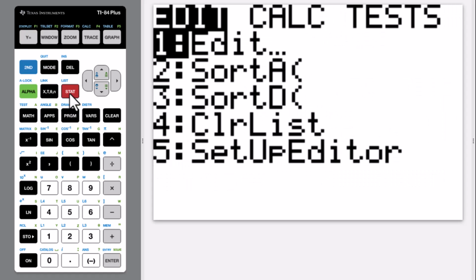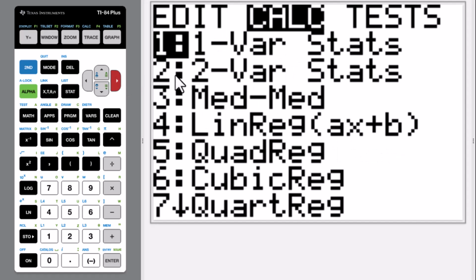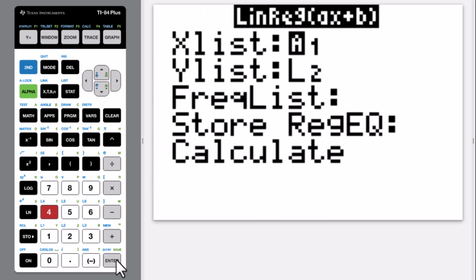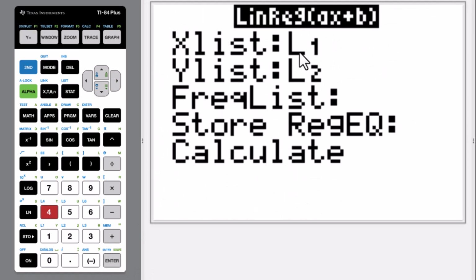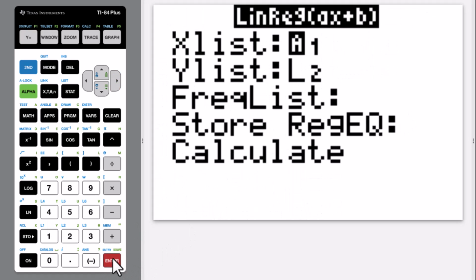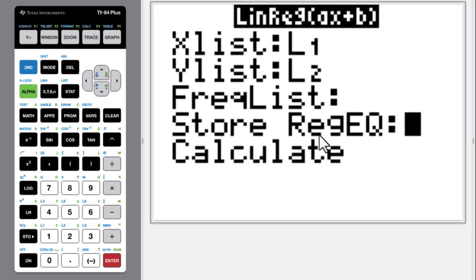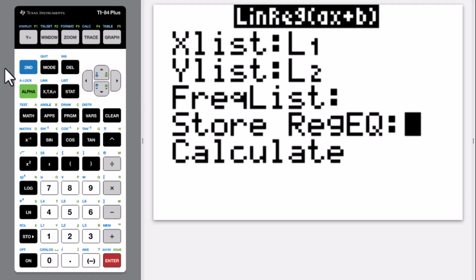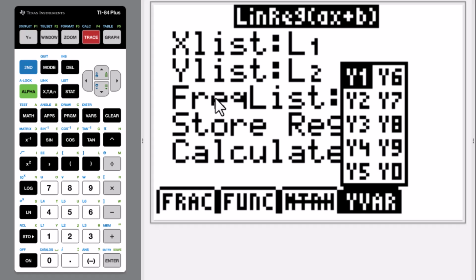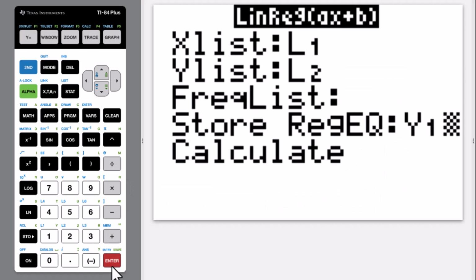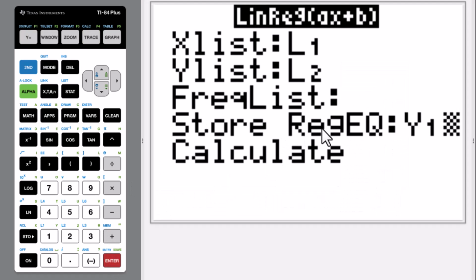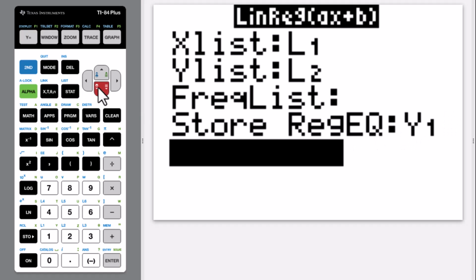Go back to Stat, Calculate. Press 4, Linear Regression Line. Then L1, L2. No frequency list. You can store your regression line into Y1: Alpha, trace, enter. Or you can choose not to do this step. Then calculate.